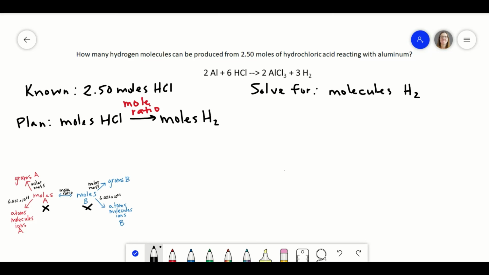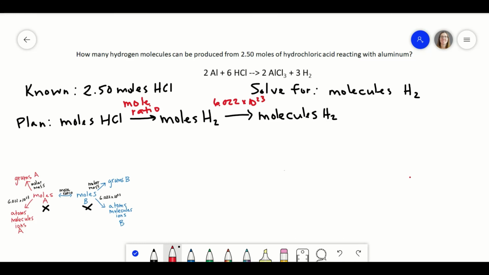After we're in moles of H2, we can go to either grams of H2 or we could go to atoms, molecules, or ions for H2. Well, since we're asked to solve for molecules of H2, it makes sense that our final step here will be to molecules of H2. And to do this conversion, we're going to use Avogadro's number. This is a number you'll want to write down or have in your head, 6.022 times 10 to the 23rd. And it is a conversion factor.